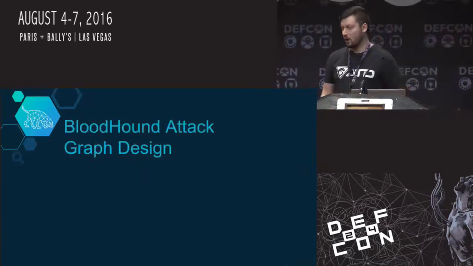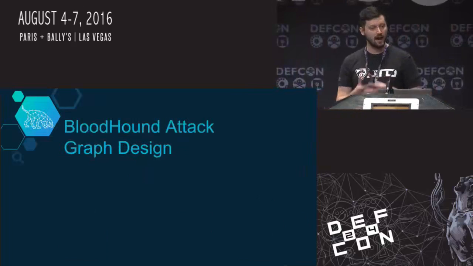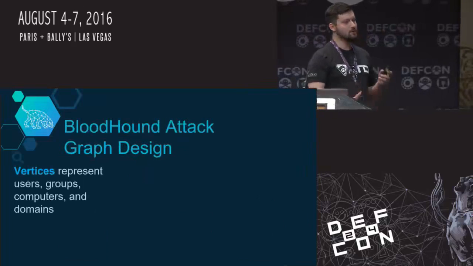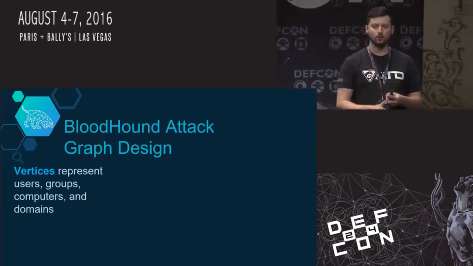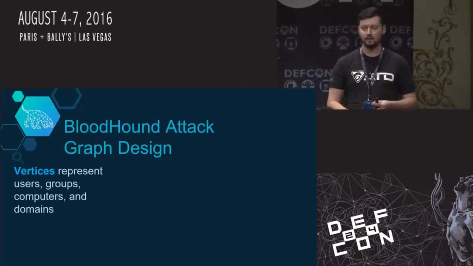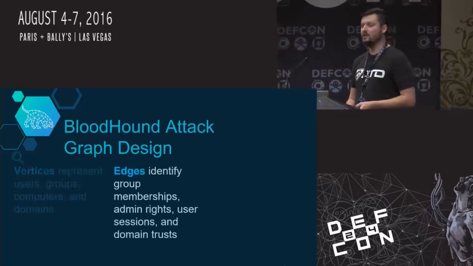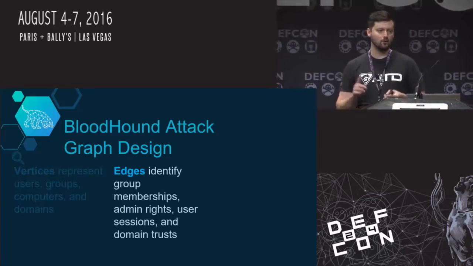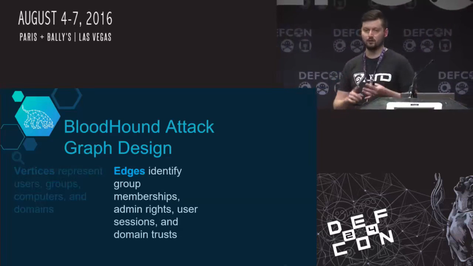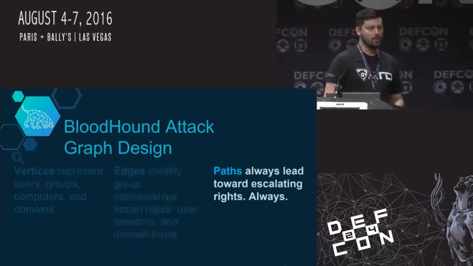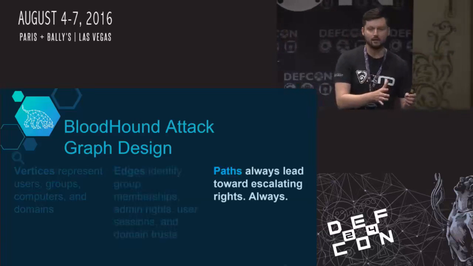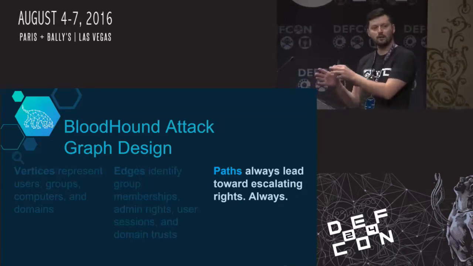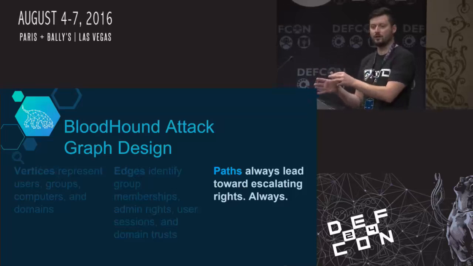So after a lot of false starts, we finally landed on an attack graph design that works. And here's how it looks. The vertices are used to represent users, groups, computers, and domains in Active Directory. The edges identify the relationships between those. So this means admin rights, group membership, user sessions, and domain trusts. Finally, paths always lead towards escalating rights, period, always. This makes writing our pathfinding queries very, very simple.